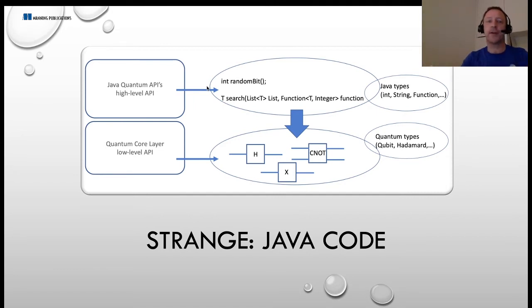So comparing the high-level APIs and the low-level APIs, one example of the high-level API is a function called random bit, and that will give you a random bit. That doesn't sound very useful, but it's a very good introduction into quantum computing. The key point here is that we only use Java types. This function has no parameter, but it returns an int, which is known to Java developers.